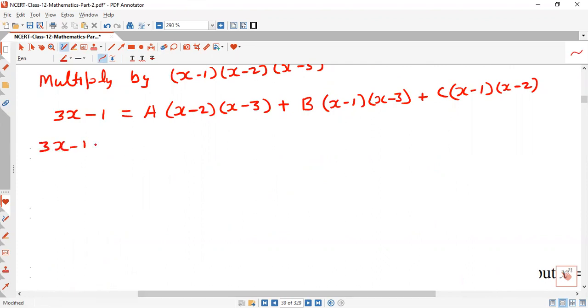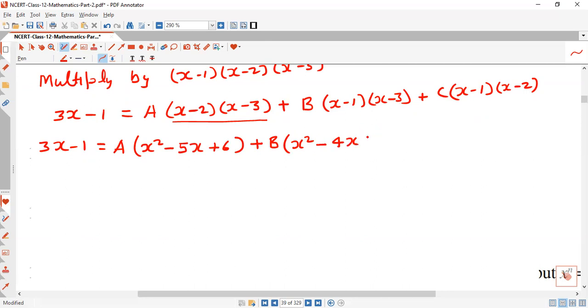3x minus 1 can be written as a times, open these two brackets and combine. We get a quadratic: x square minus 2x minus 3 minus 5x minus 2 into minus 3, plus b times x square minus x minus 3x, this comes out minus 4x minus 1 into minus 3 comes out 3, plus c times x square minus x minus 2x minus 3x minus 1 into minus 2 plus 2. Now compare the coefficients.